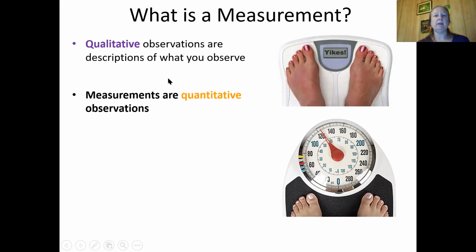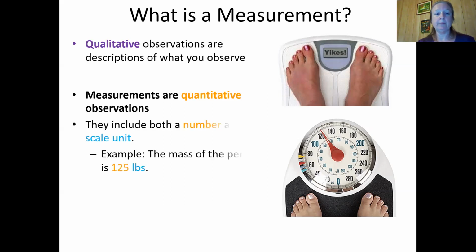But quantitative observations are measurements. So you have both qualitative and quantitative in chemistry, in any science really. A measurement must have a number and a unit. A number by itself is useless.